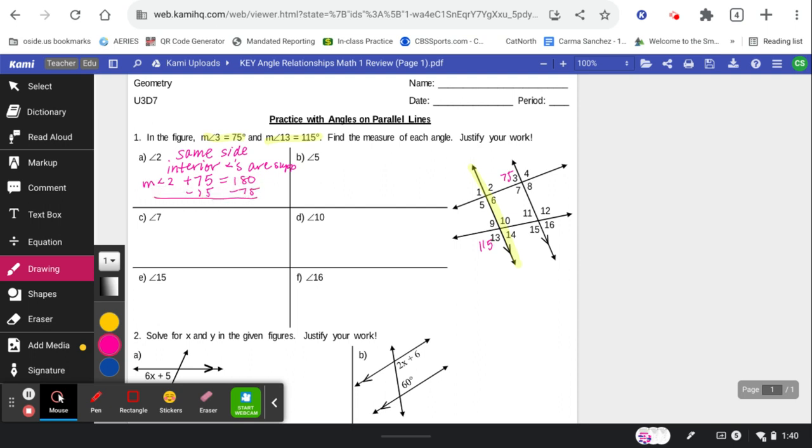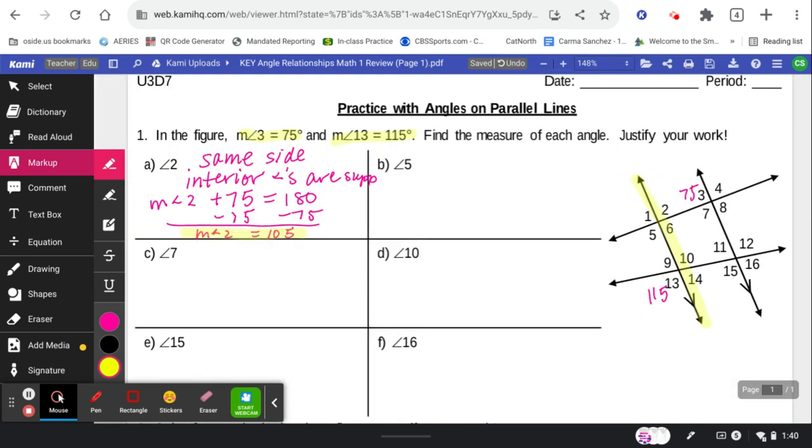So I just minus 75 from both sides, and I get that the measure of angle 2 is equal to 105. Can you see that, or is that too small for you? And don't forget the degrees. You got it. Okay, now pause the video and go try measure of angle 5.